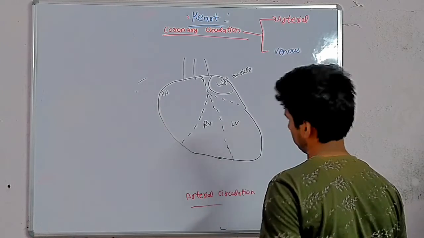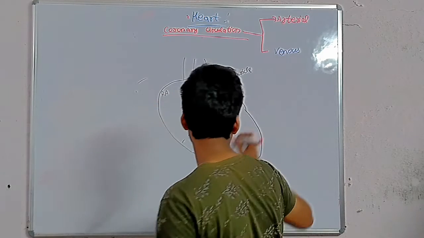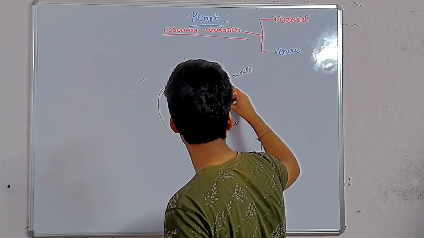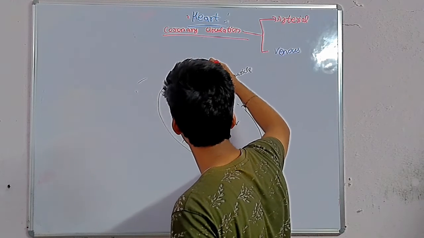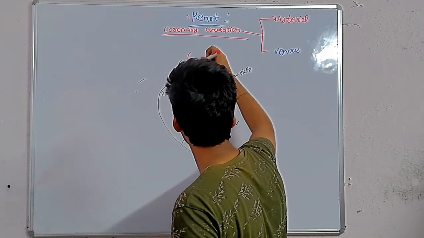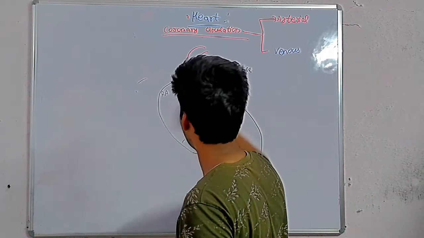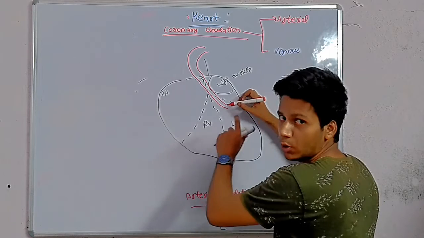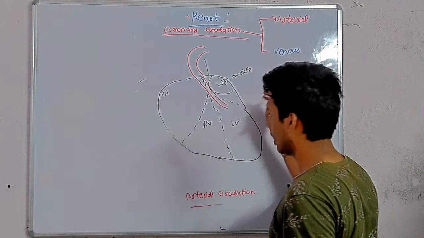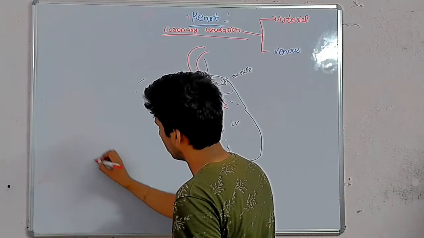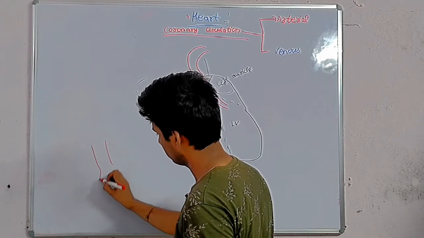So first, let's come to the arch of aorta. We know the arch of aorta is like this. So this is the opening of the arch of aorta. The opening of the aorta is called the aortic vestibule. This is the opening like this.